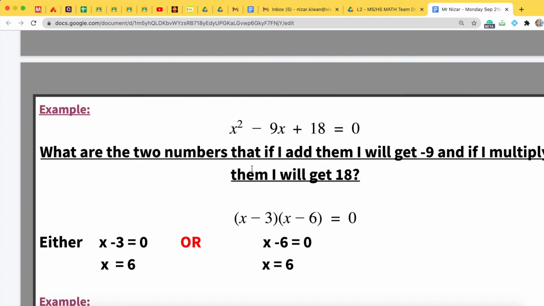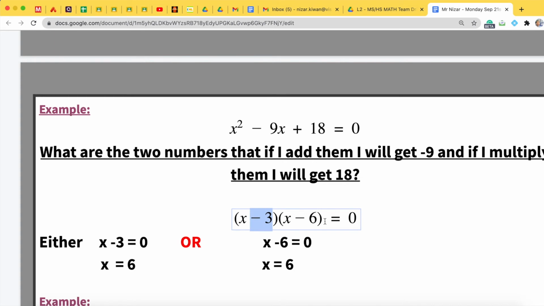Let me think. What about 6 and 3? 6 times 3 is 18, but 6 plus 3 is 9. Oh, I need negative 9. Okay. What about negative 6 and negative 3? If you add them, you will get negative 9, and if you multiply them, you will get 18. So this is the way how to guess.